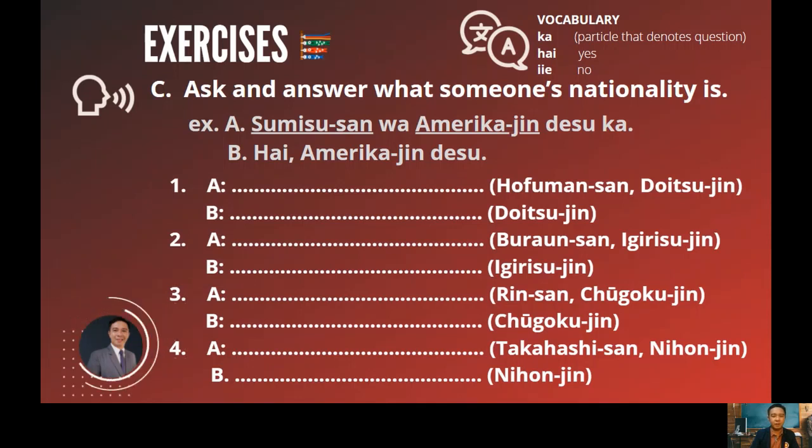Sumisu-san wa America jin desu ka? Hai, America jin desu. Mo ichido. Sumisu-san wa America jin desu ka? Hai, America jin desu. Okay, let's do numbers 1, 2, 3, and 4. Let's have Bernalisan work on number one, Claresan on number two, Anthony-san on number three, and for number four, Jan Allen-san.